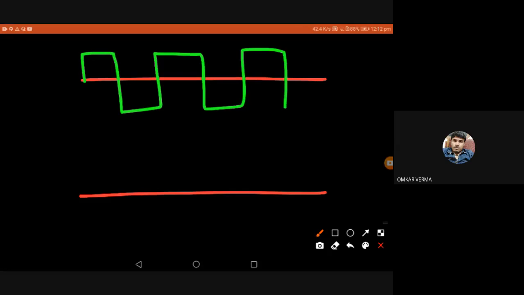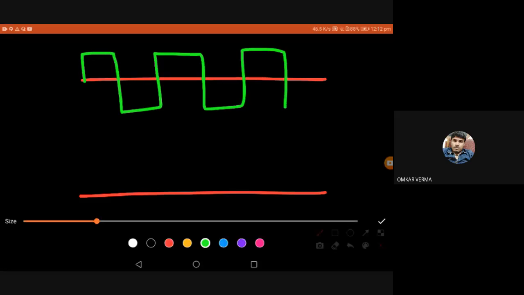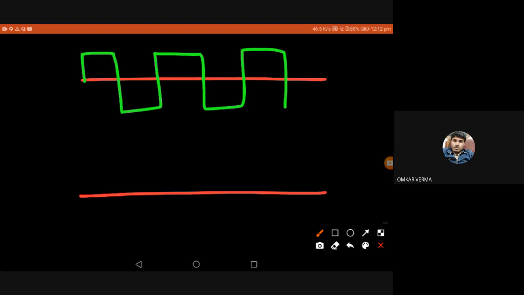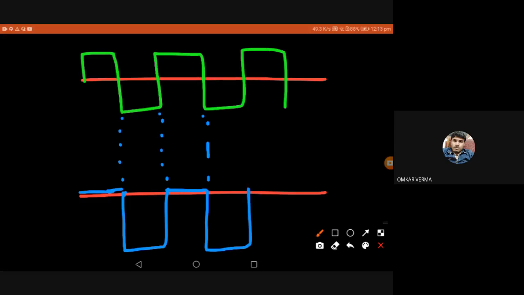In the positive cycle the diode is forward biased, so the diode is forward biased and the positive cycle output is 0. Okay. And in the reverse cycle, what happens? Both the voltage of the capacitor and the voltage of the input come across. So it will be like this. Again 0. Again negative. Likewise.